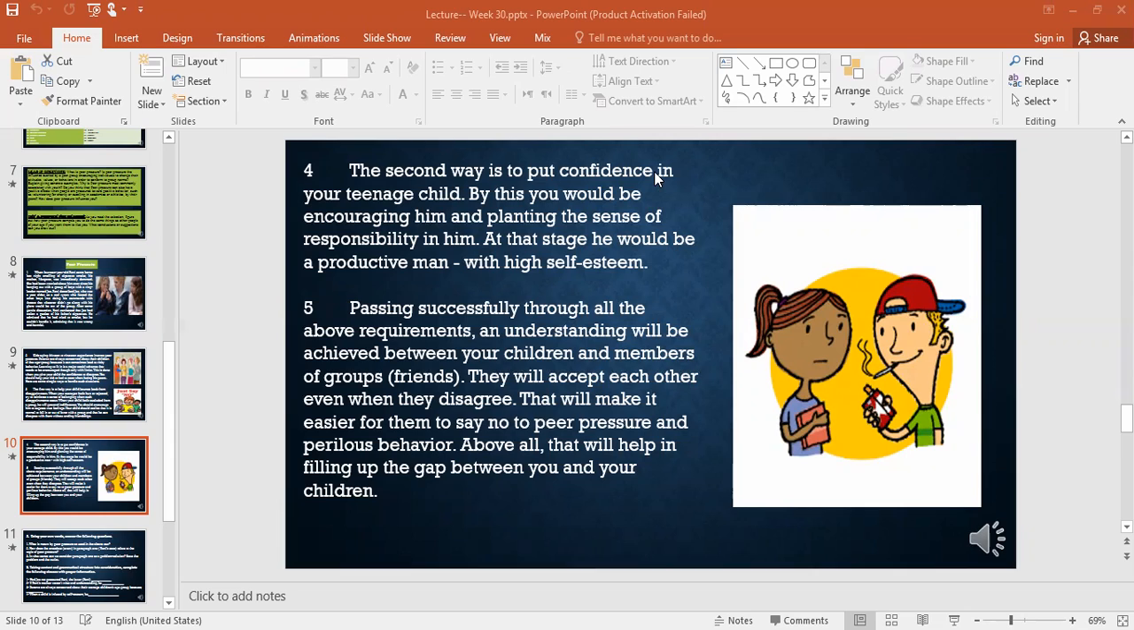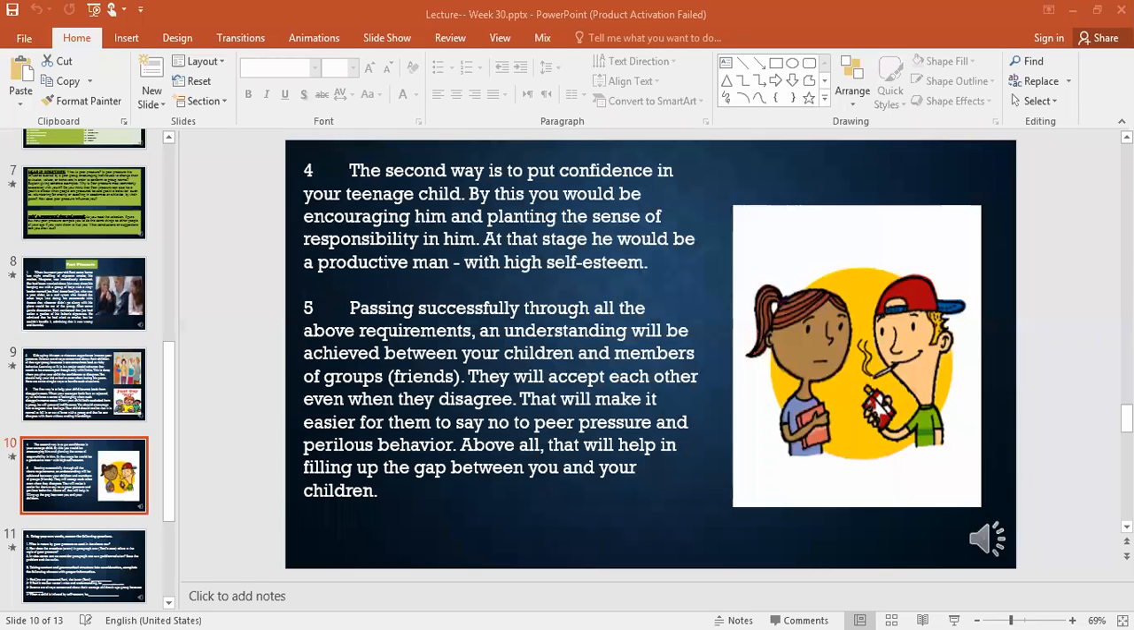Continue, Hadil, paragraph 5, please. Passing successfully through all the above requirements, an understanding will be achieved between your child and members of groups. They will accept each other even when they disagree. That will make it easier for them to say no to peer pressure and perilous behavior. Above all, that will help in filling up the gap between you and your children.